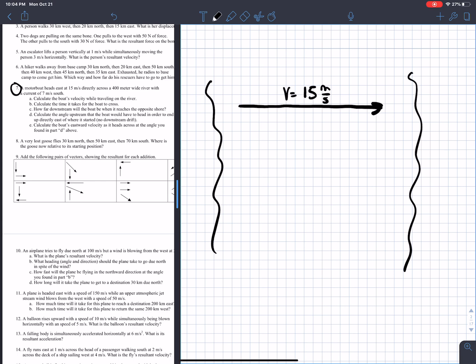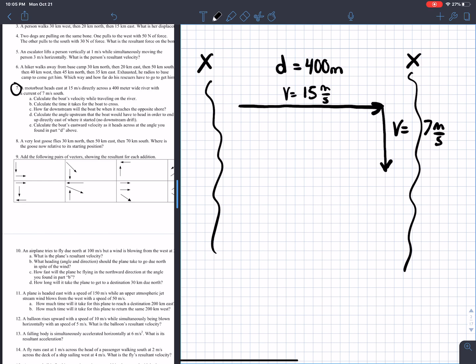It says that the river is 400 meters across. So if this is one side of the river and that's the other side of the river, that means it is a distance in between those two x's of 400 meters. It says that the river is flowing to the south. Okay, so the river is going to move downwards like this at a velocity of 7 meters per second.